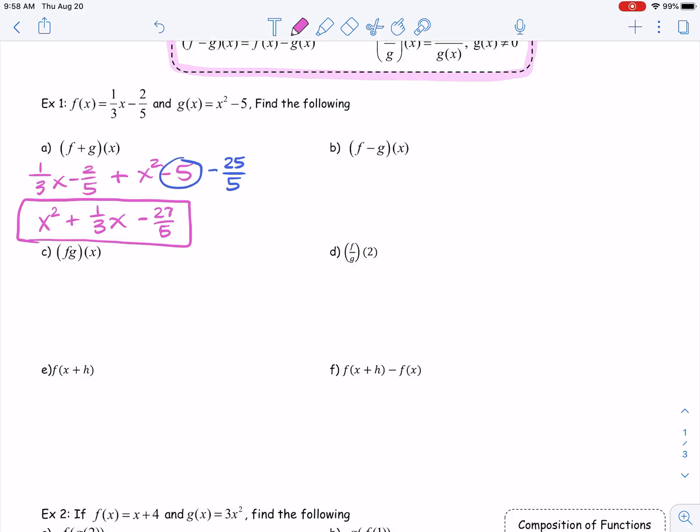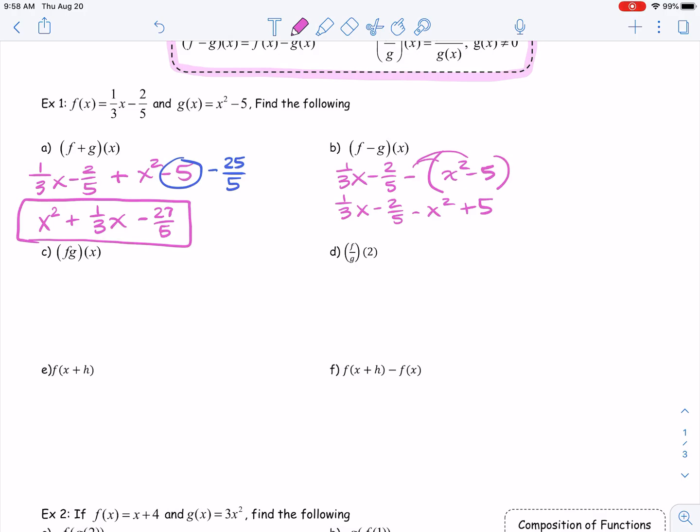So I'm going to write it out in order. I take my f of x, 1/3 x minus 2/5, and I'm subtracting all of g of x, x squared minus 5. So I need to distribute that negative. I'm going to rewrite it as 1/3 x minus 2/5 minus x squared plus 5. That way I know that I'm subtracting a negative or subtracting the positive correctly.